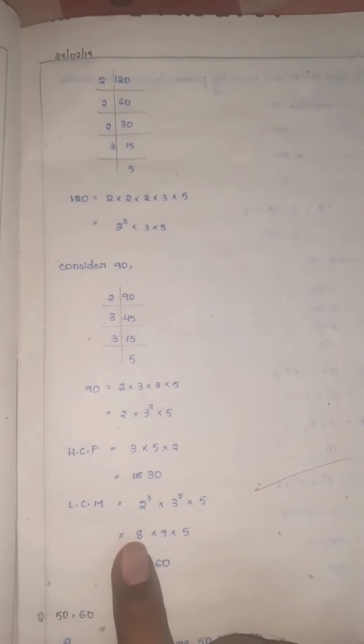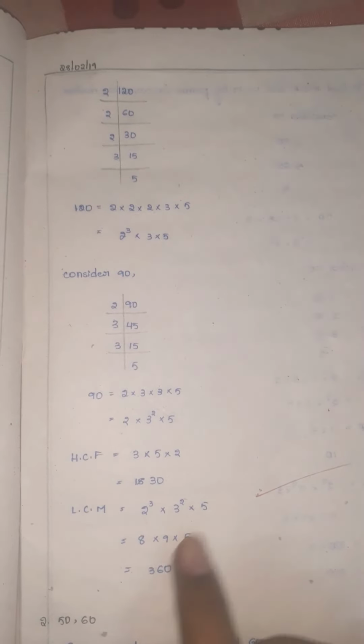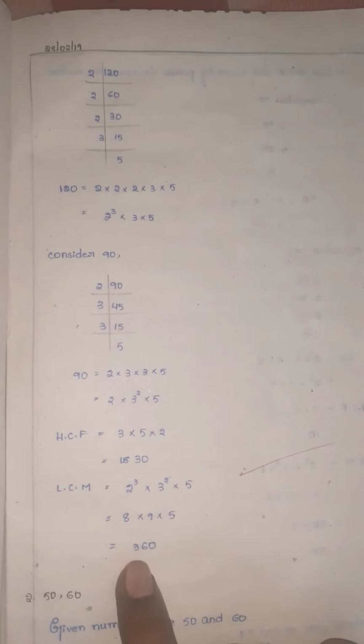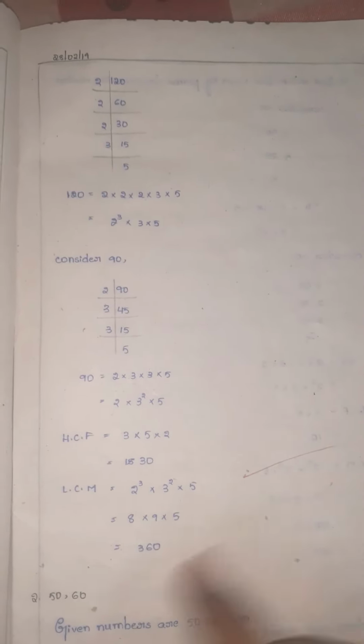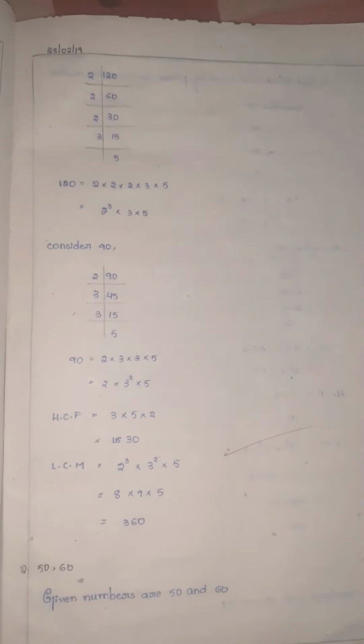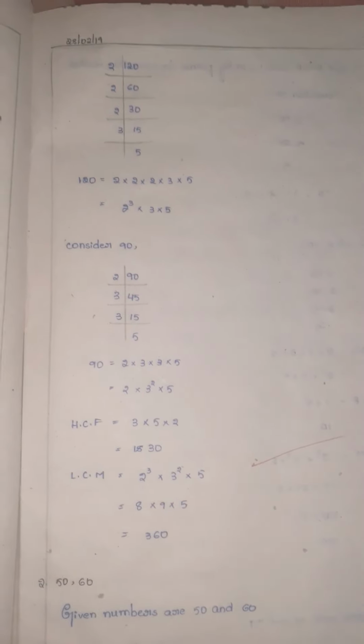So 2 cube means how much? 2 4s are 8. Into 3 square means 3 3s are 9, into 5. So 8 9s are 72, 72 5s are 360, if you do multiplication. So HCF, how much did you get? 30. And LCM, how much did you get? 360.